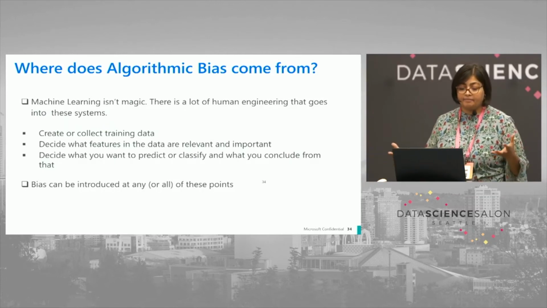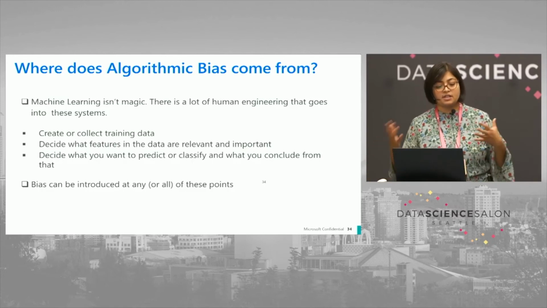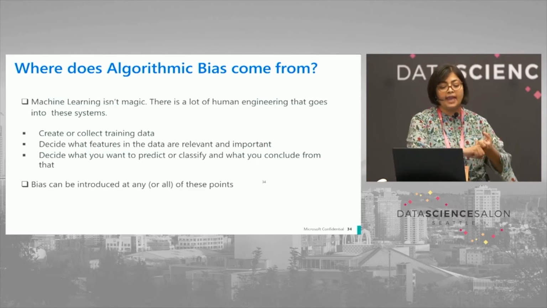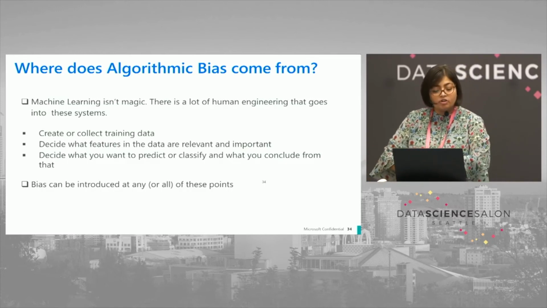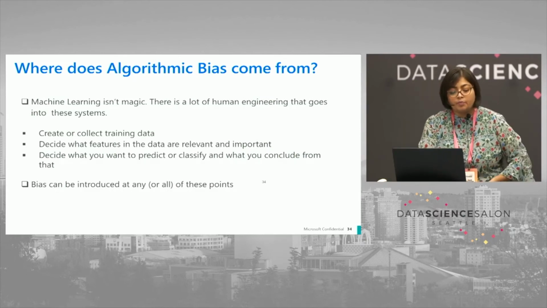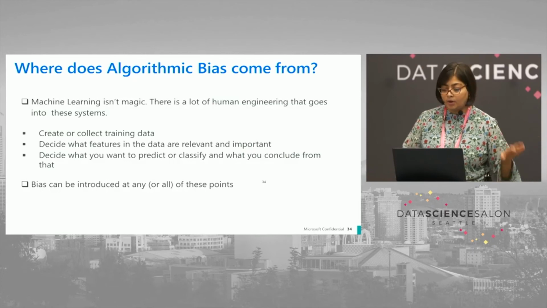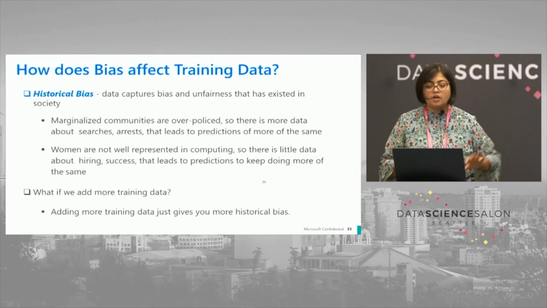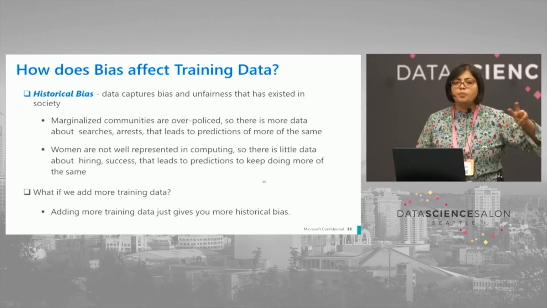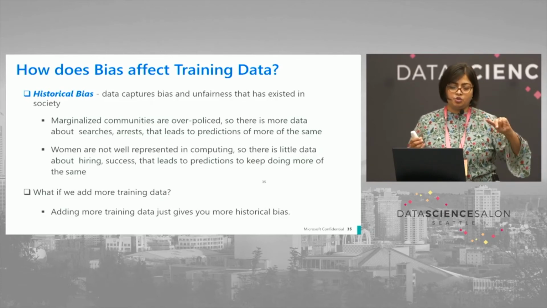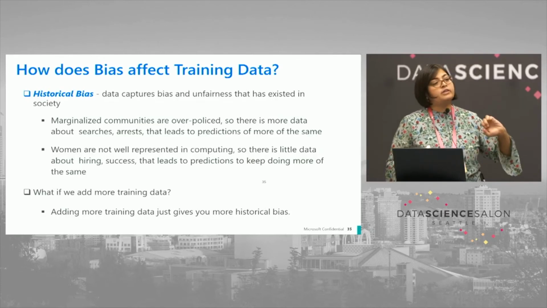So machine learning isn't magic. There's a lot of human engineering. So we want to create or collect training data, decide what features go in, decide what you want to predict or classify, and bias could be introduced in any of these points. So how does bias affect training data? I usually divide it up into two broad sections: historical bias and representational bias.